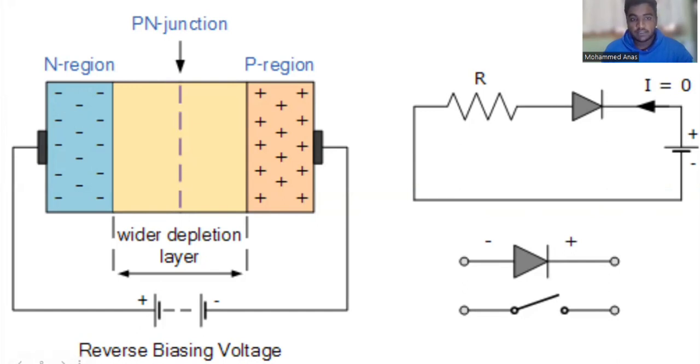As in the forward bias, I told, the N is connected to negative and P is connected to positive. The depletion region is narrow, so the maximum flow of current takes place. In reverse bias, as the wider depletion region is present, a small flow of current takes place in this circuit.